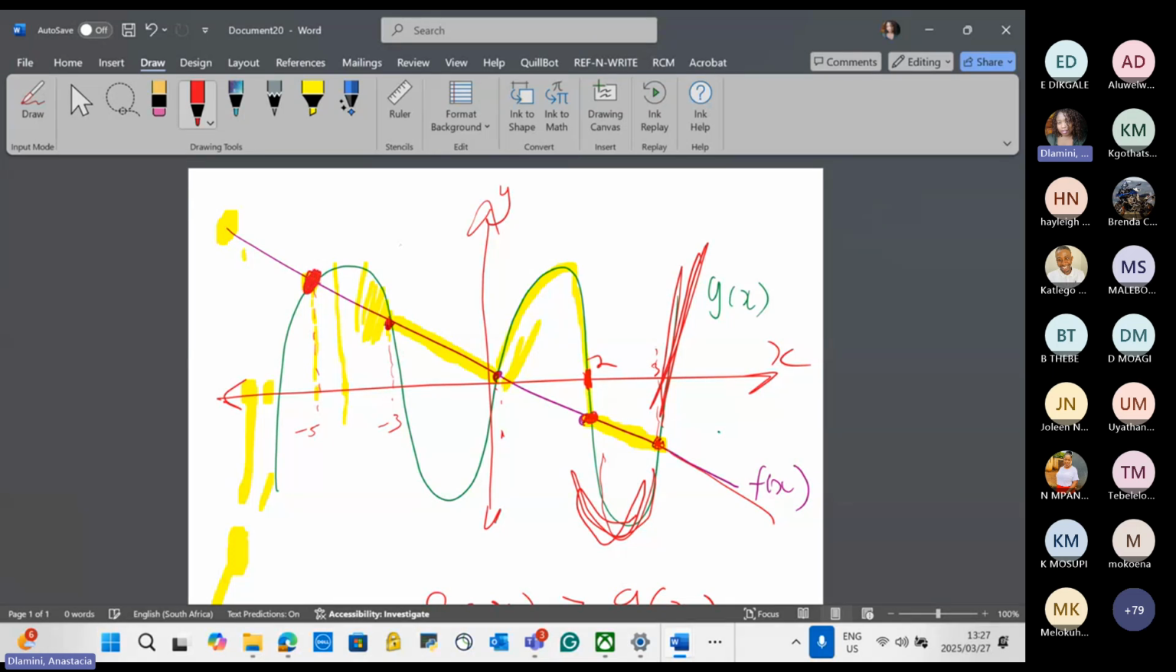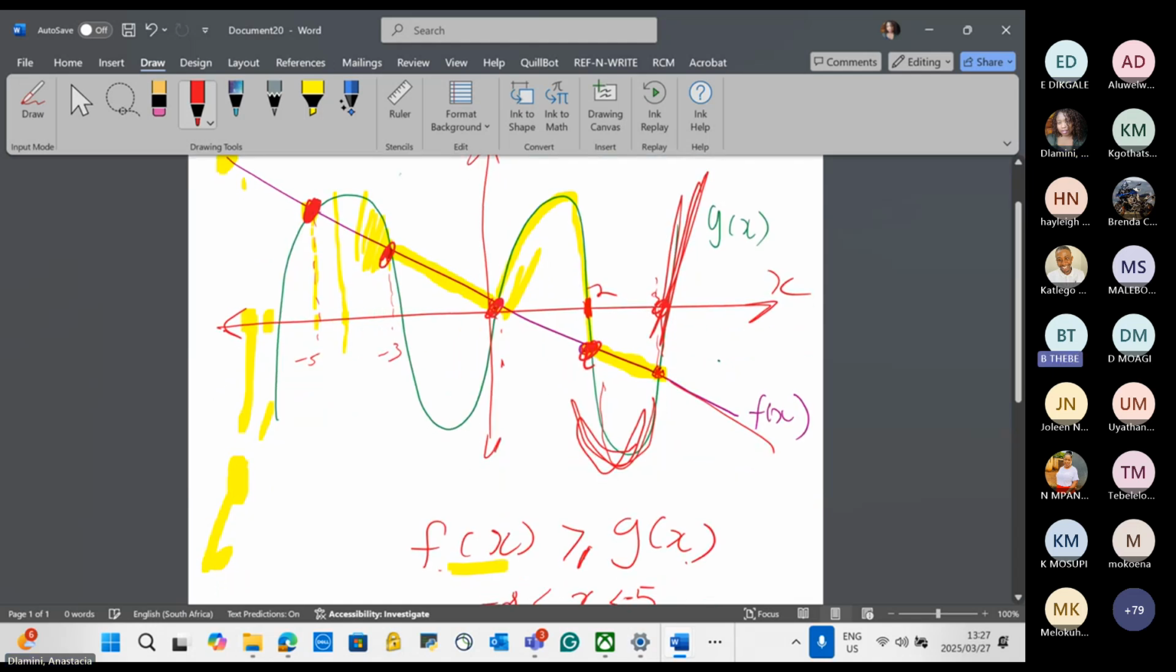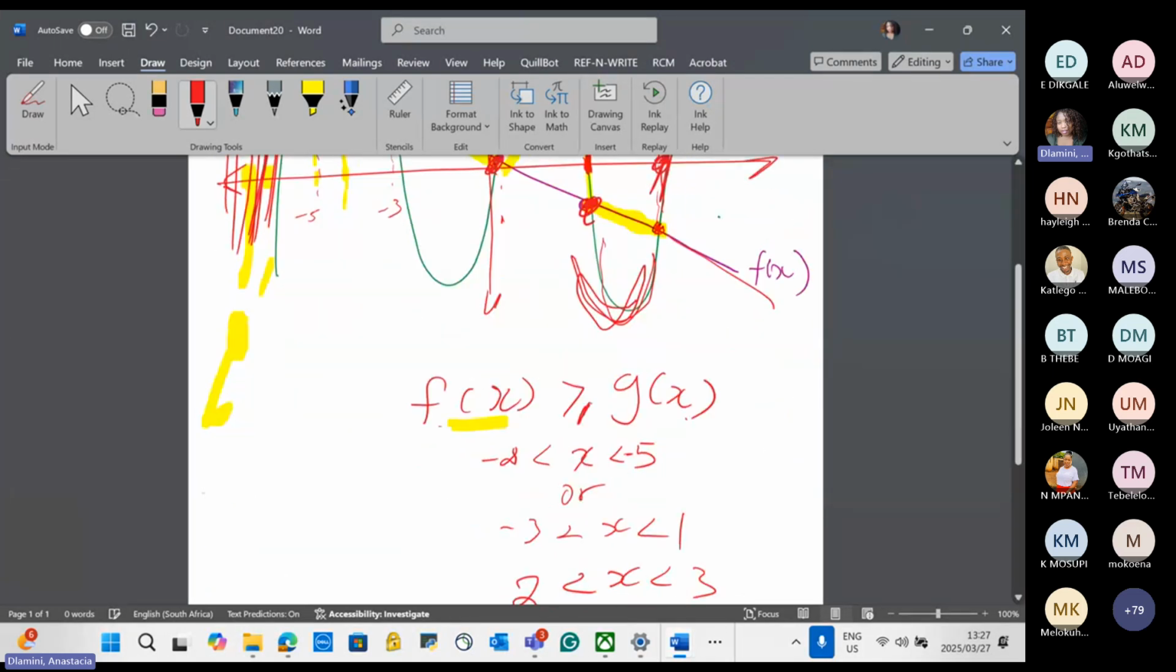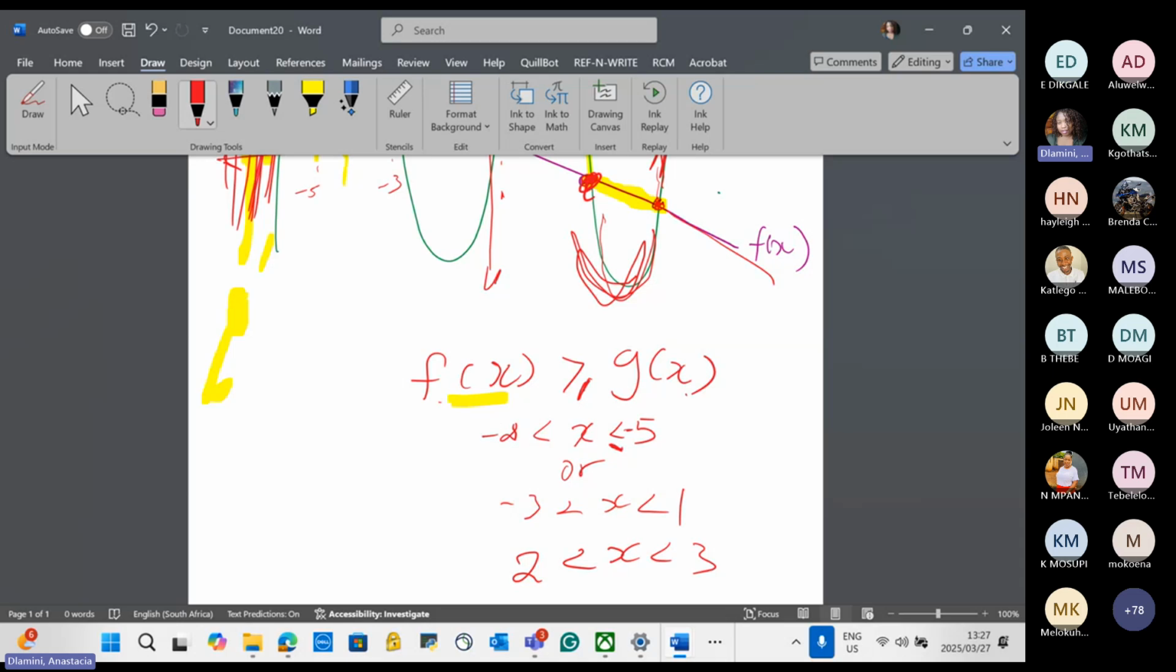They're equal. Do you see that? Yes. So you are saying from here to here, my f of x is greater than, but when it comes to -5, they are equal. So then you put equal here. At -5, they are equal because you included there. Okay. You see that?